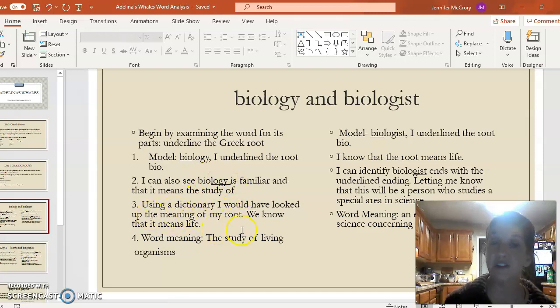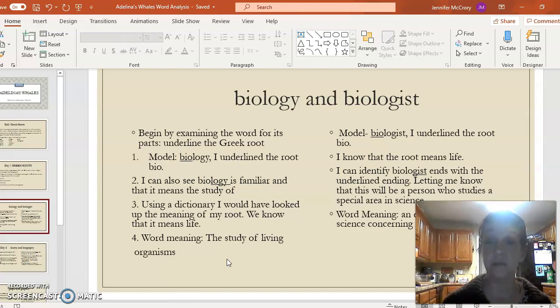Now, using a dictionary, I would have looked up this meaning by now. I would have used my root. I know it means life. I know that biology is the study of something, okay? And so if I look at biology in my dictionary, I know that it's going to be the study of living things or organisms. So studying biology can be studying the life of people, cells, single cell things, animal cells, plant cells, anything like that.